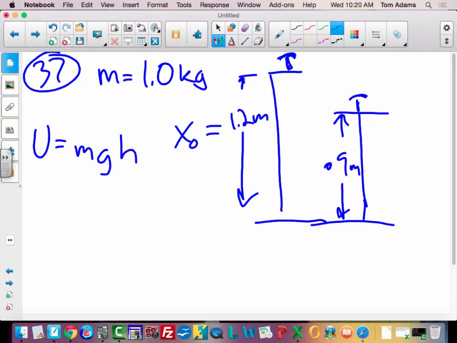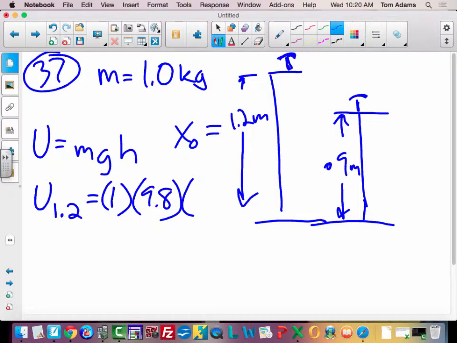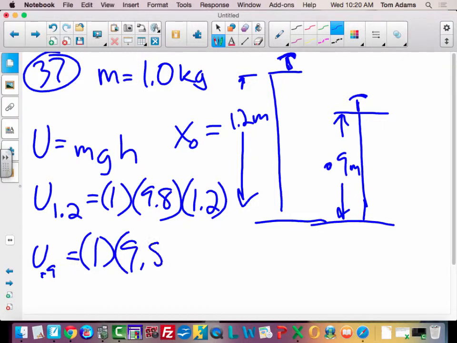So our initial, or you could label this a lot of ways. You could say my potential energy at 1.2 is equal to 1 times 9.8 times the height, which is 1.2. And then the potential energy for 0.9 is equal to 1 times 9.8 times 0.9. And so they asked us, what's the difference in the energies? Okay, well, let's calculate that and see.